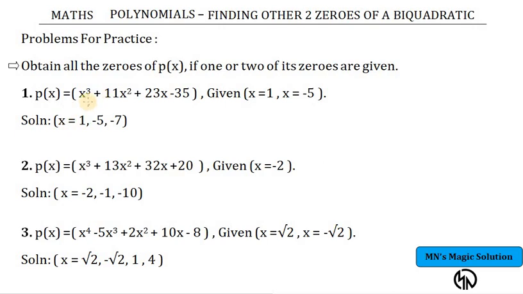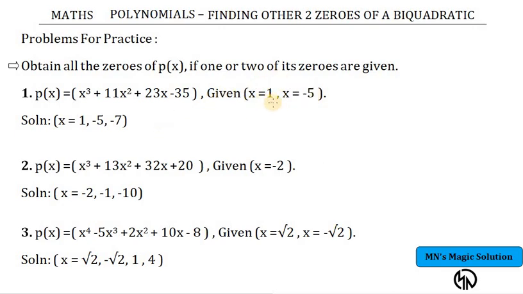In the first problem, it is a cubic polynomial. Since it has an x cube term, it will have three factors, correct? There should be 3 zeros. They have given two zeros in the question itself. You are expected to find the third zero.